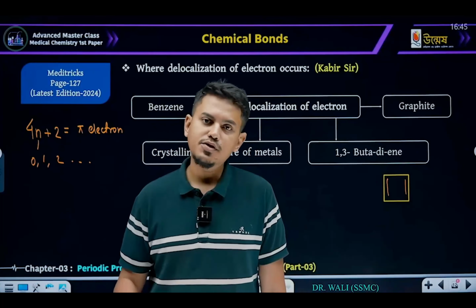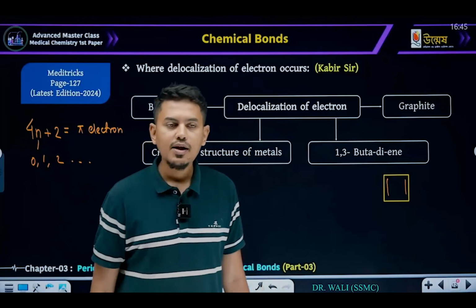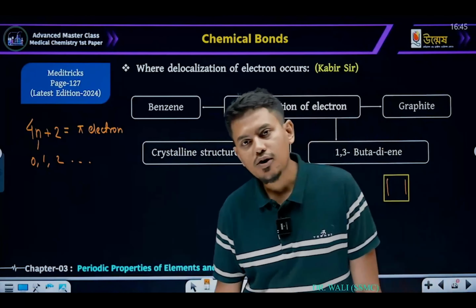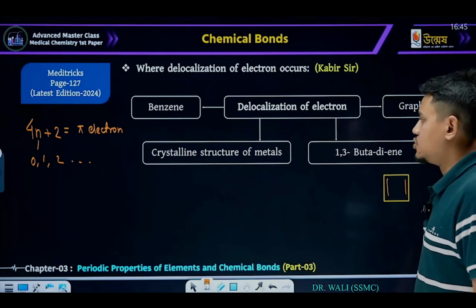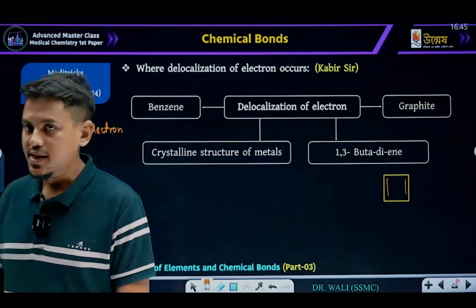For example, 14: if you divide by 2, you get 7. Odd number, so Hückel number. But if you divide 16 by 2, you get 8, which is not odd. That's why it is not Hückel. Anyway, that's the shortcut trick. And lastly, graphite does show delocalization of electrons, because of which it conducts electricity.